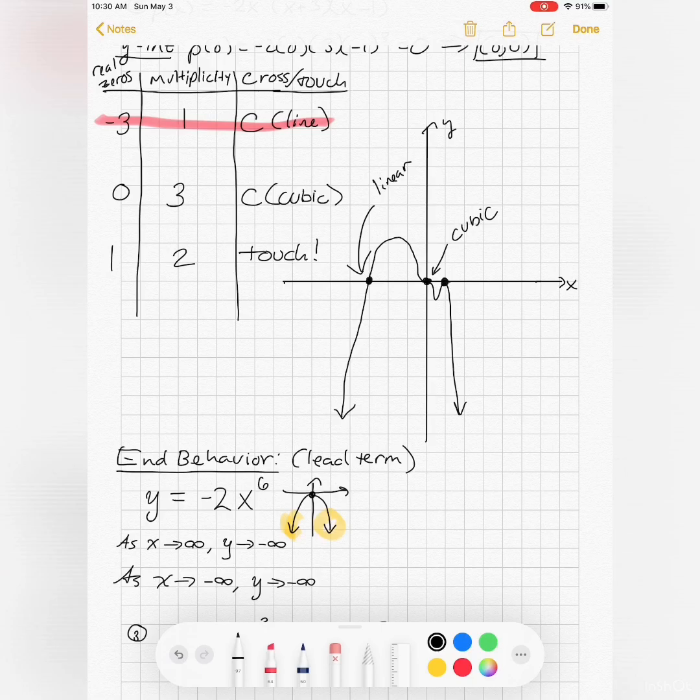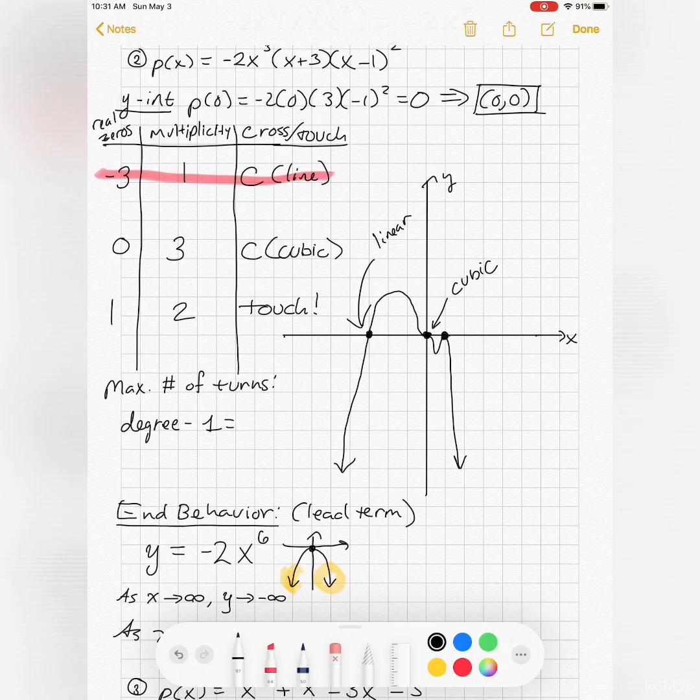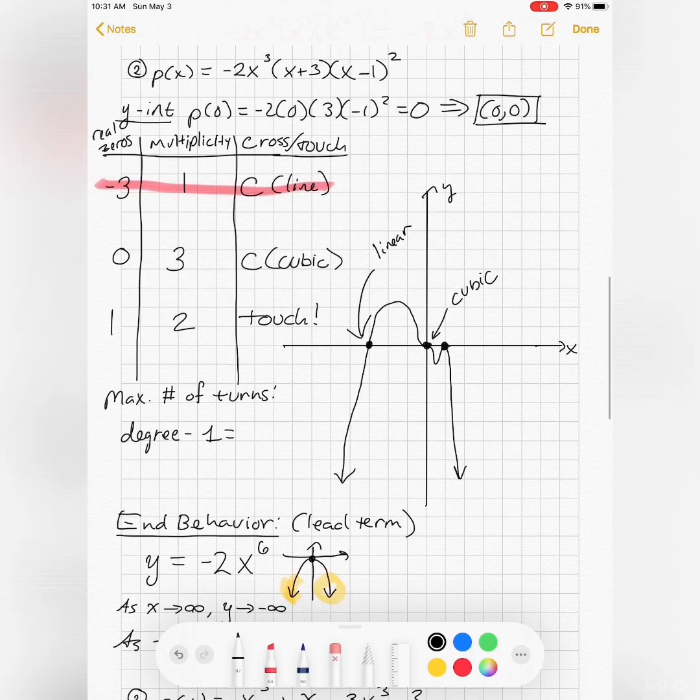Now, what about the maximum number of turns? Remember, generally speaking, I find the degree and subtract 1. The degree is the exponent on the expanded polynomial. So one more time, it'd be 3, 4, 6, and that matches the power on the leading term. So the maximum number of turns this graph could have would be 5.